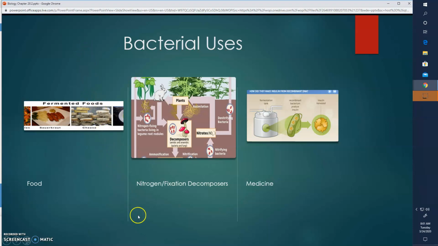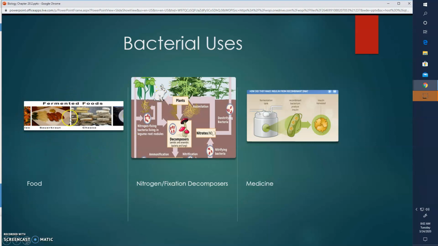Your book highlights nitrogen fixation and decomposition. Bacteria can take inorganic material or nitrogen, N2, and fix it into compounds so that other animals and plants can use it. Otherwise, if we don't have nitrogen, not good for us. And it can help recycle dead material back into the soil so that other things can use it for energy if needed. Plants, some animals, whatnot. Really, ultimately, plants and then animals.